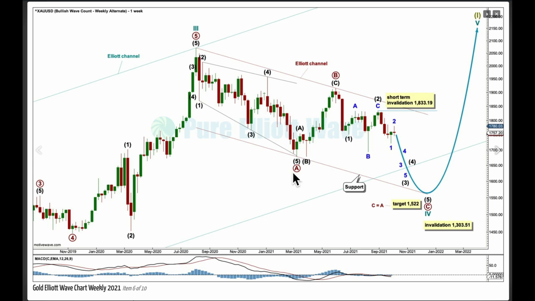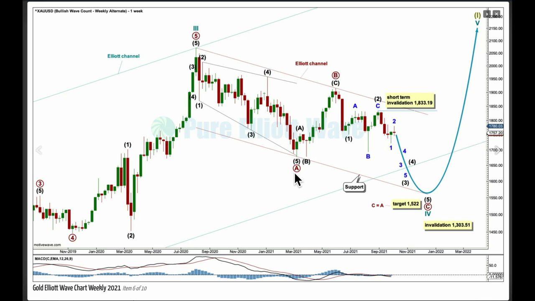Within a leading diagonal, subwaves 1, 3 and 5 are most commonly subdividing as zigzags, whereas 2 and 4 may only subdivide as zigzags. Within a leading diagonal, waves 1, 3 and 5 sometimes appear to be impulses, but they most commonly subdivide as zigzags, and I'm taking those rules from Frost and Prechter's Elliott Wave Principle, the classic 10th edition.